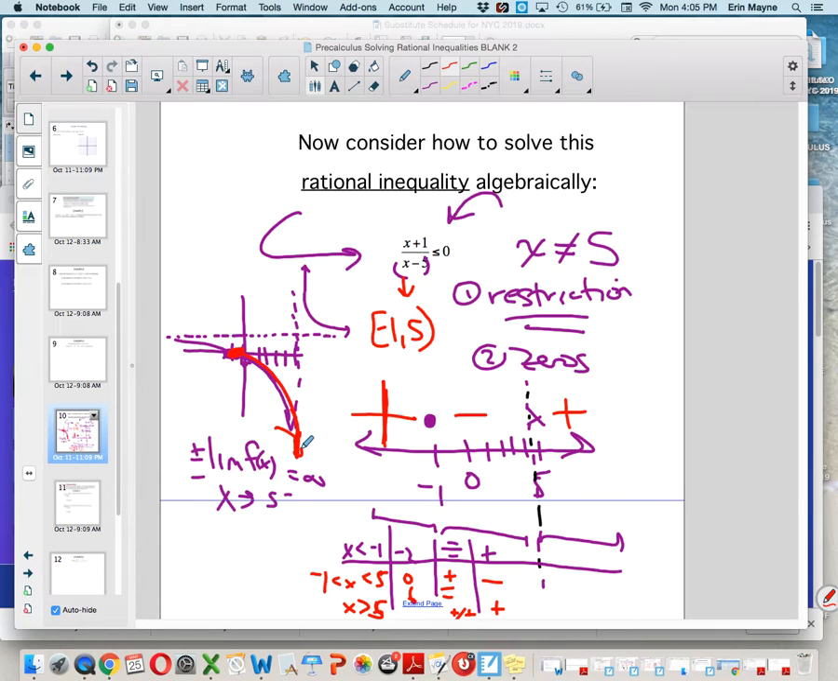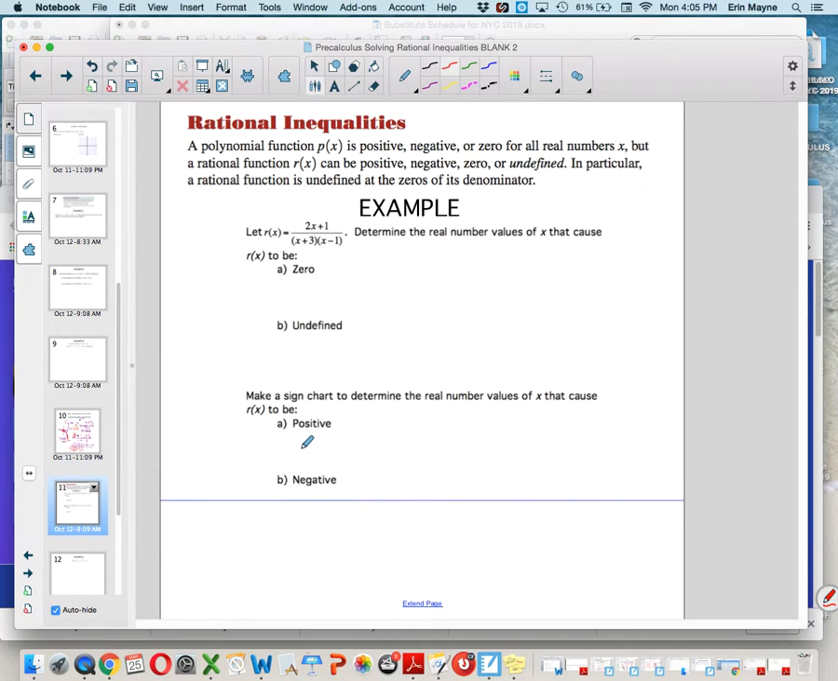What I'd like you to do is go ahead and look at your next example here. 2x plus 1 over x plus 3 times x minus 1. And I want you to just hit pause long enough to name the 0, name where it's undefined, and then go ahead and make a sign chart after putting those on that number line and determine where this r of x is positive and where it is negative. Go ahead and hit pause for a minute and then come on back.